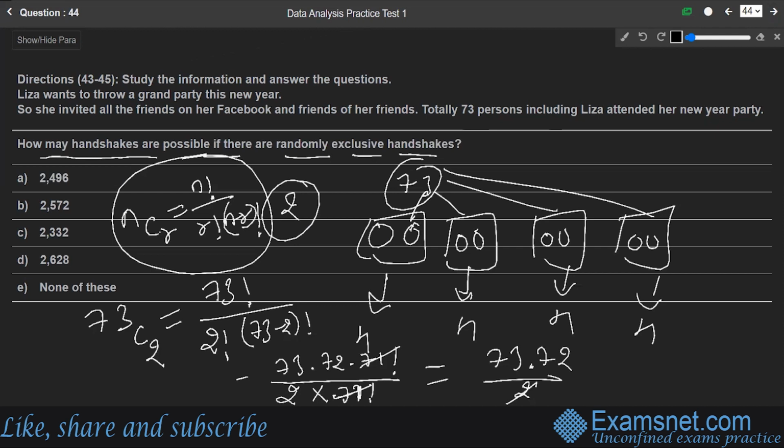This 2 can cut 72 to 36. So clearly we are supposed to find 73 into 36. If we find 70 into 36 plus 3 into 36, that comes out to be exactly 2628. So that many total handshakes are possible, 2628. That is available in option D, which becomes the right answer.